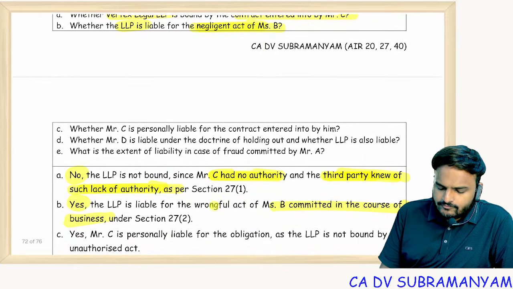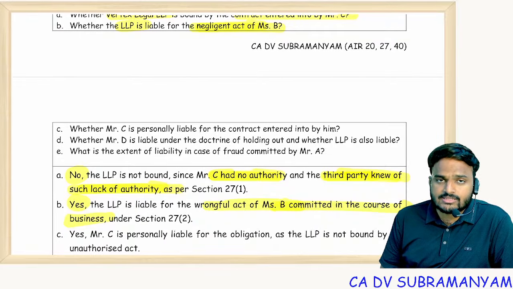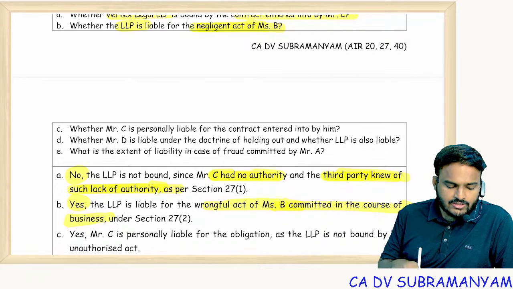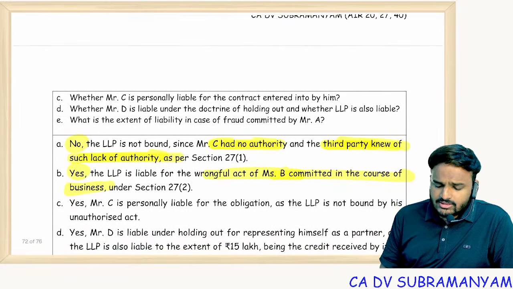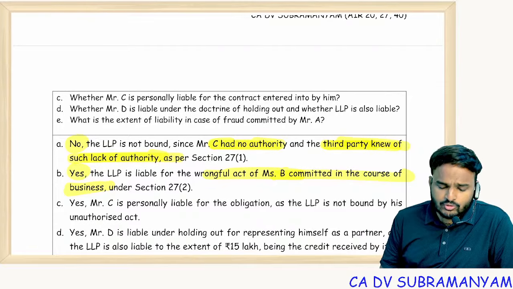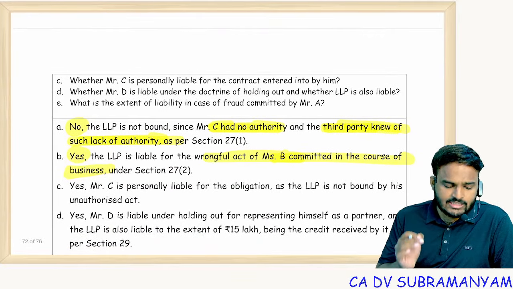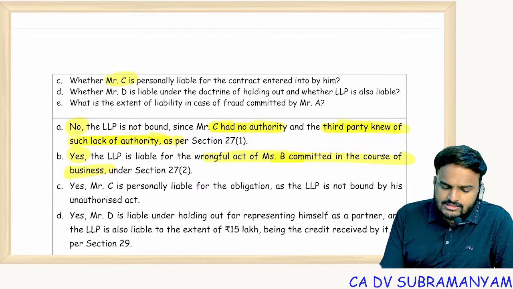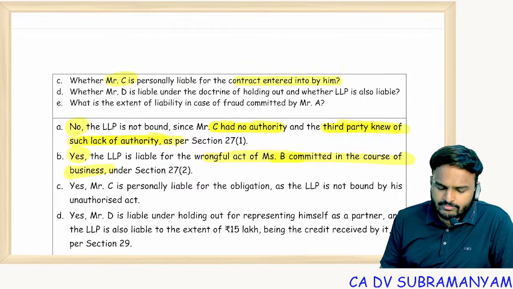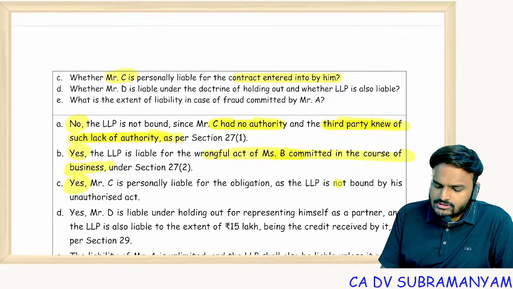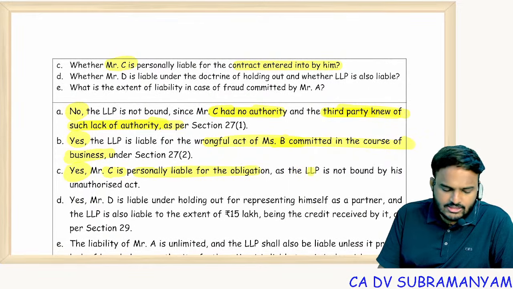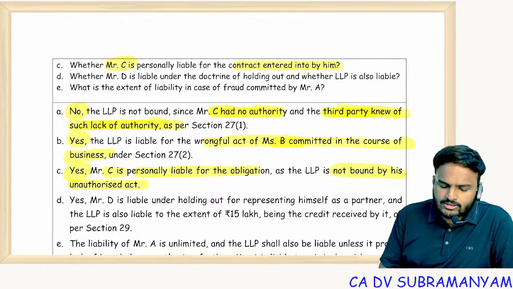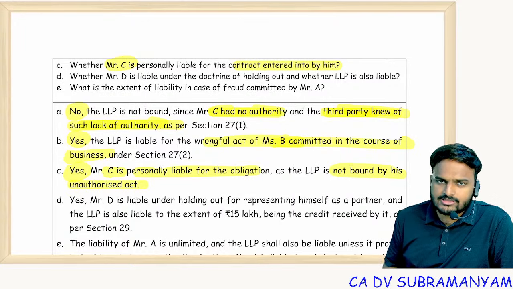Observe carefully. For the wrongful act of Ms. B, LLP is liable because Ms. B committed such negligence within the authority. Therefore, LLP is liable. But for the 10 lakhs, Ms. B is personally liable to LLP. For wrongful acts, the partner is personally liable to the LLP. Whether Mr. C is personally liable for the contract entered into by him? Yes, Mr. C is personally liable for the obligation as LLP is not bound by his unauthorized act. In case of fraud, the partner's liability is unlimited, I told you, right?